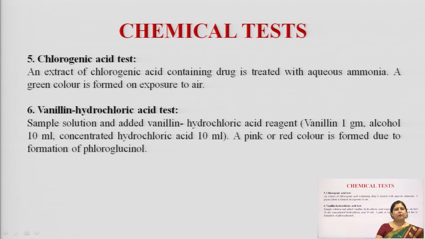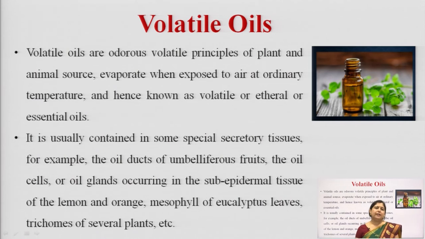In the vanillin hydrochloride test, we take the sample solution and add vanillin hydrochloride reagent, which contains 1 gram of vanillin and 10 ml of alcohol and concentrated hydrochloric acid in 10 ml. A pink color or a red color is formed due to the formation of again phloroglucinol. So, with this we have discussed tannins, and now we are going to the next topic in this lecture itself, that is the volatile oils.